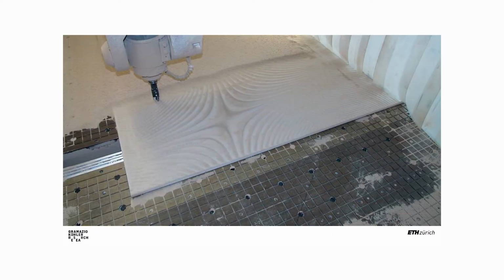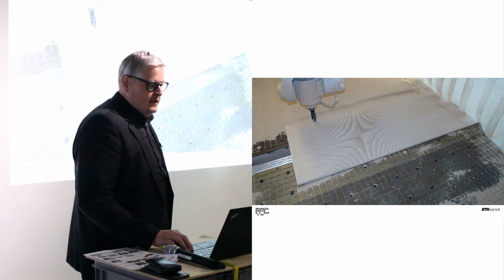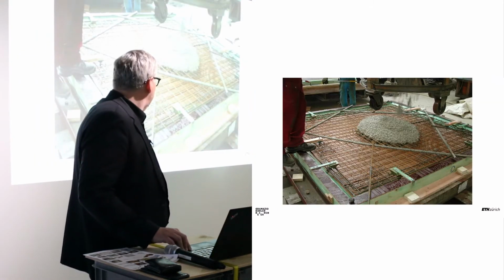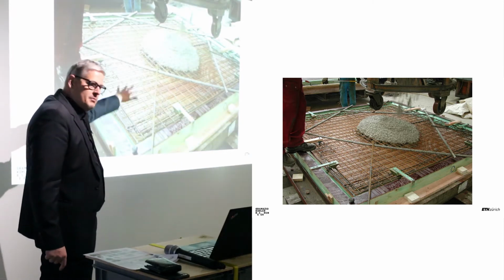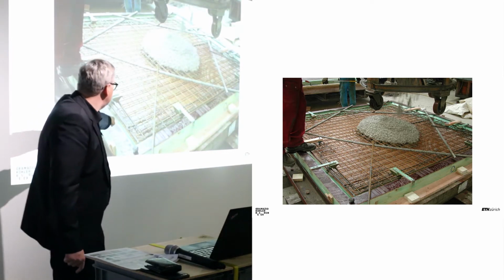So what we did is this. Each of these surfaces was milled from an MDF panel. This panel was then put in a formwork. This formwork always stayed the same, but the panel was changed. You see it here.